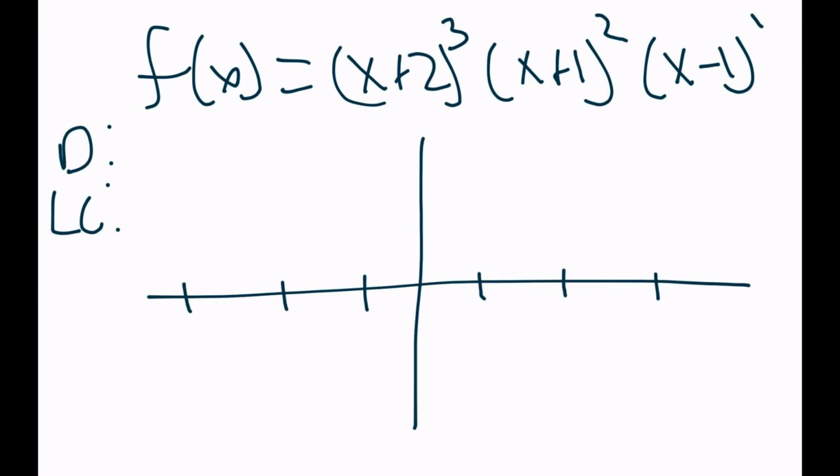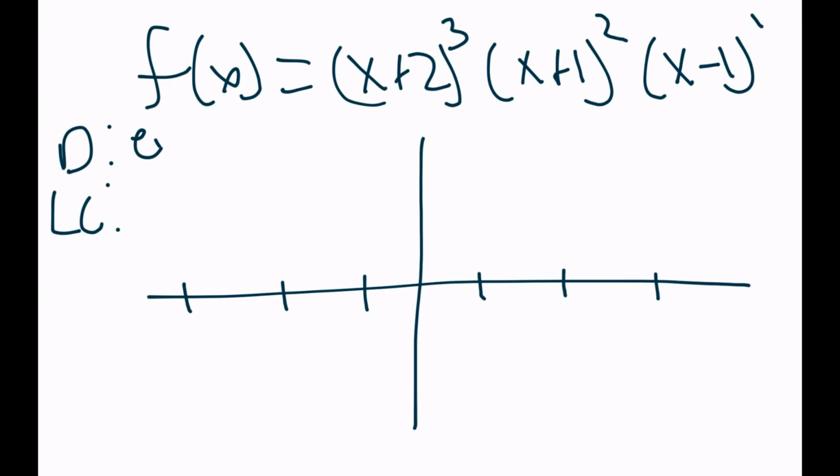Well, what's the degree? If we add up all the degrees of the factors, 3 plus 2 plus 1, you get 6, which means the degree is even. And there's no negative sign in front, which means the leading coefficient is positive, which means that it is up, up. So knowing that, let's mark our factors. X minus 1, that is 1. X plus 2, that's negative 2. X plus 1, that's negative 1. And we know that it is up, up.